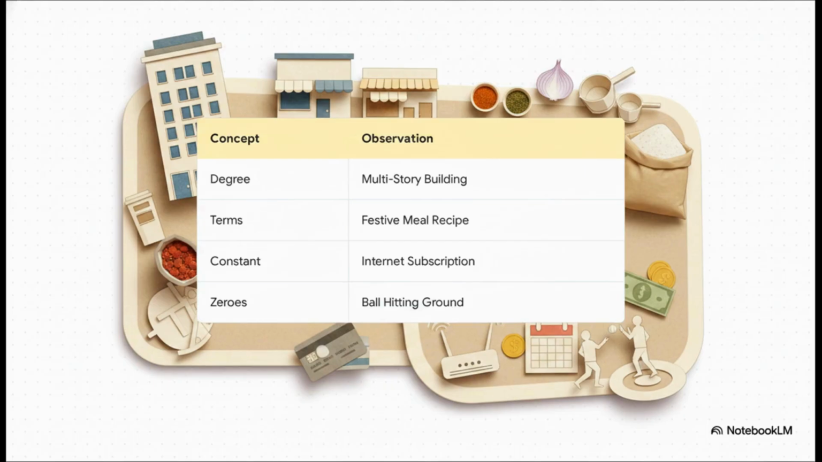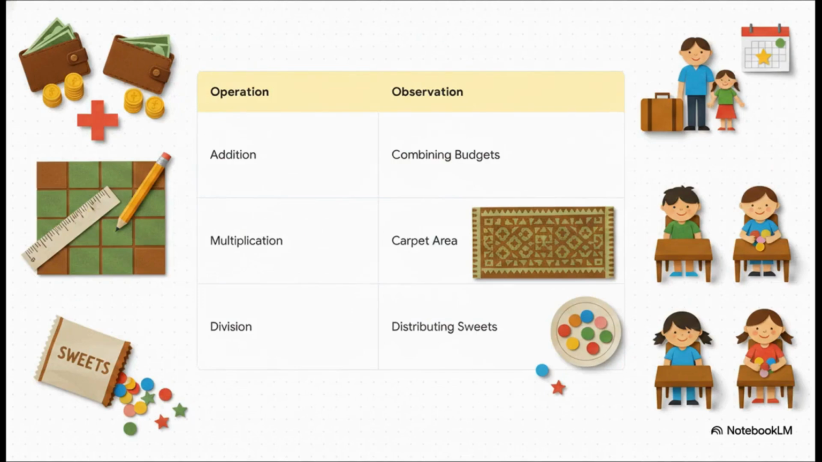Well, just picture building floors. A simple one-story shop is like a linear equation, but a massive multi-story mall is a higher degree. Your constant term is that pesky monthly internet bill, a fixed base price you pay regardless of how many gigabytes you use. And the zeros? That's simply the exact split second a thrown ball hits the dirt. Height equals 0. Boom.